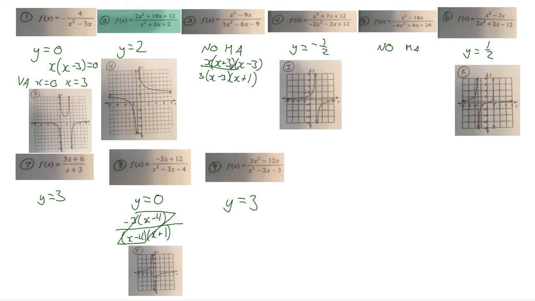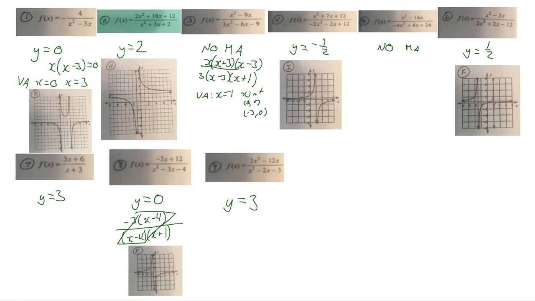So here we're going to have a hole at x equals 3. We're going to have a vertical asymptote at x equals -1. And we're going to also have x-intercepts at (0, 0) and (-3, 0).